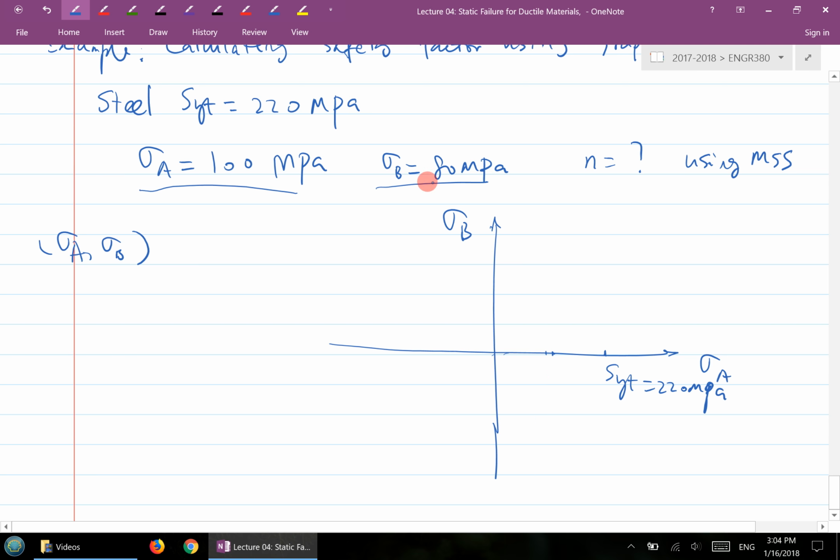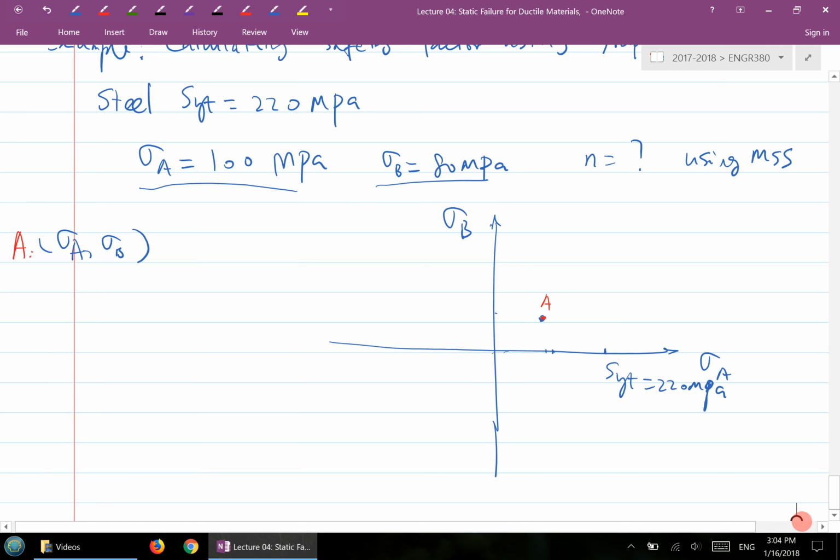And sigma B is slightly less than 100. So this is your 100, so slightly less than that. Let's say this is the location here. So this location right here is your state of stress. Let's call this the A location, which is the current state of stress. You can do all of this by using a ruler, right?